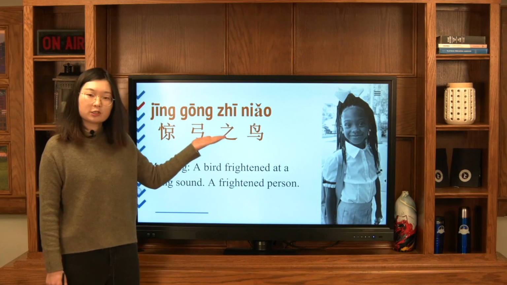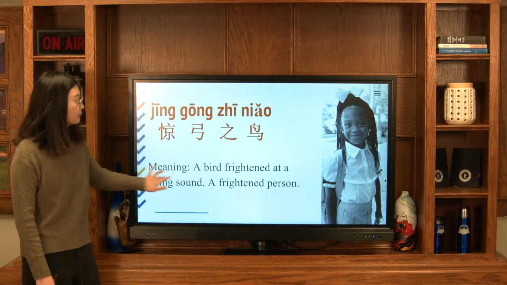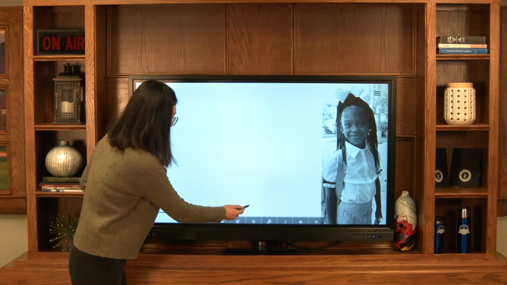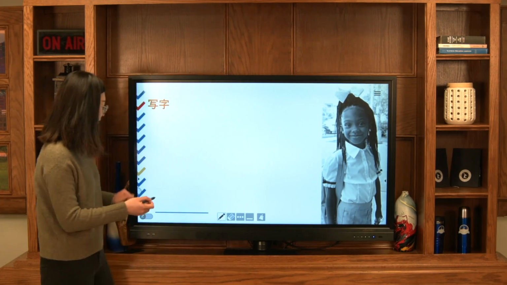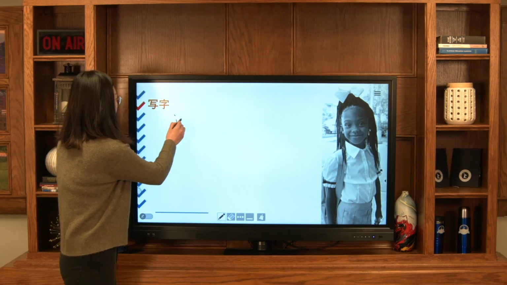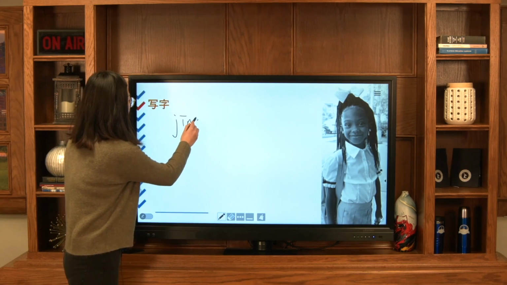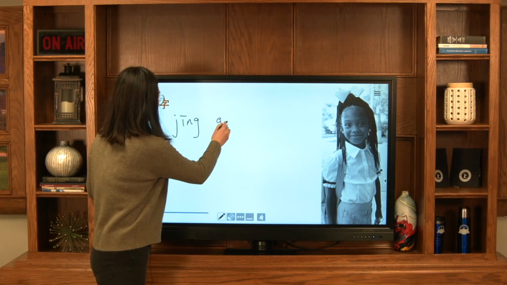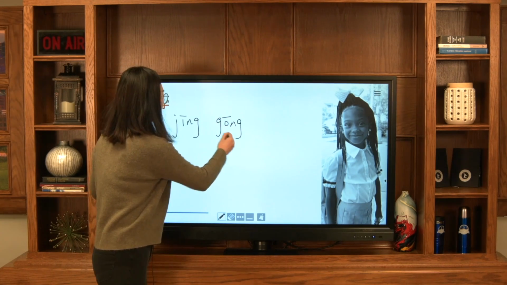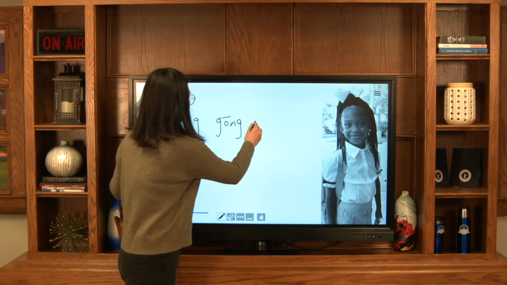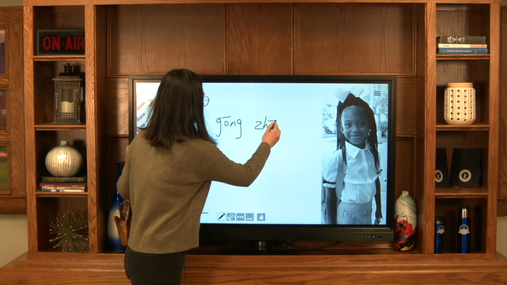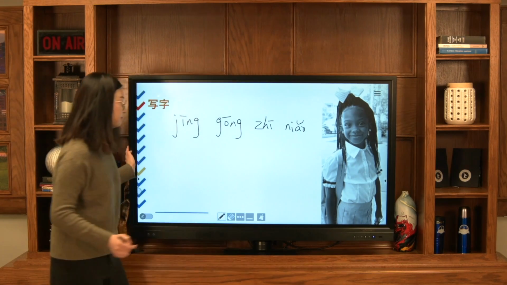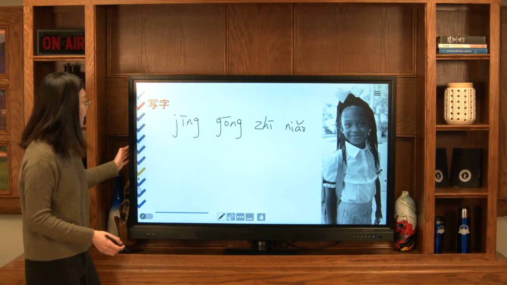惊弓之鸟. Okay, ready to write it down together? 惊弓之鸟, a frightened bird. 惊 here means scared, frightened. 弓 is the bow. 之鸟, the bird. Okay, 惊弓之鸟, a frightened bird.